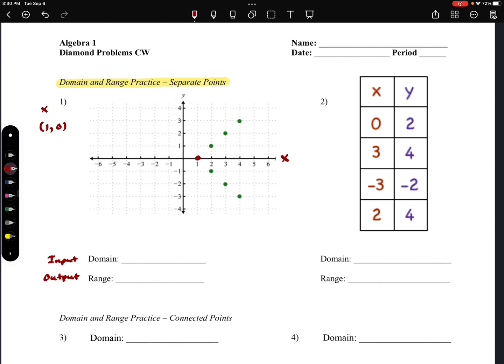I could say I have (1, 0), I have a point at (2, 1), and a point at (2, -1), right? That's this point and this point. And then we have a couple points with x-coordinates of 3, right? So we have a point at (3, 2). And we have a point at (3, -2). And then we've got two last points. We've got a point at (4, 3), and then a point at (4, -3).